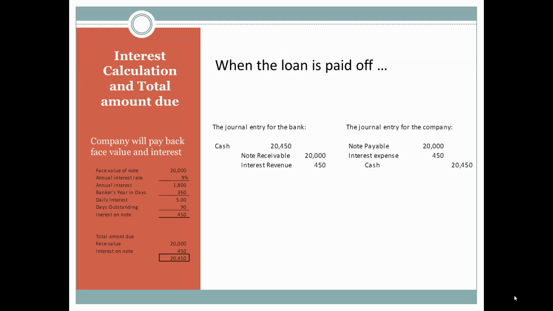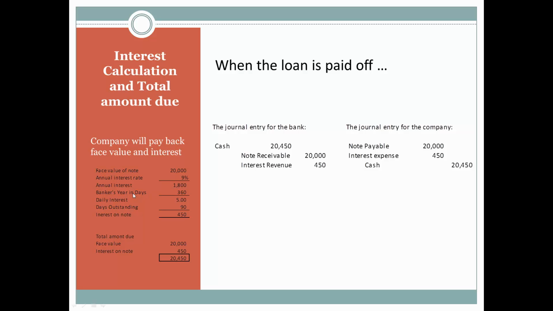So let's look at the calculation of interest. Interest calculation and the total amount due. The company will pay back the face value of the note, the $20,000, plus interest. So let's look at how we calculate interest. This is the face value, 9%. Any interest associated with the note is always assumed to be an annual interest rate. So we will take 20,000, multiply it by 9%, and the annual interest for this loan was $1,800.